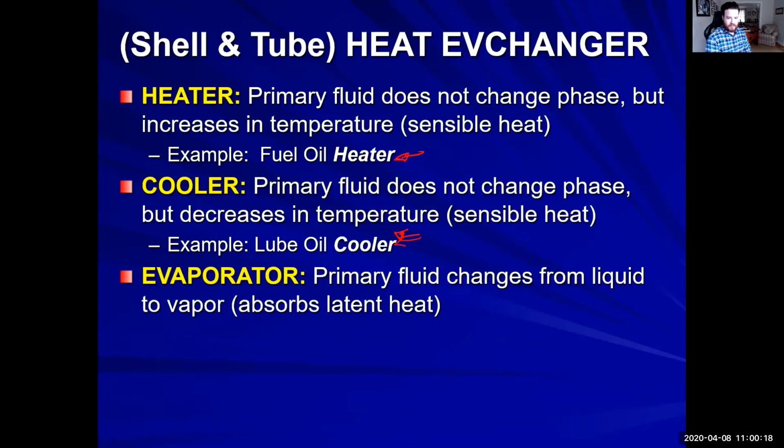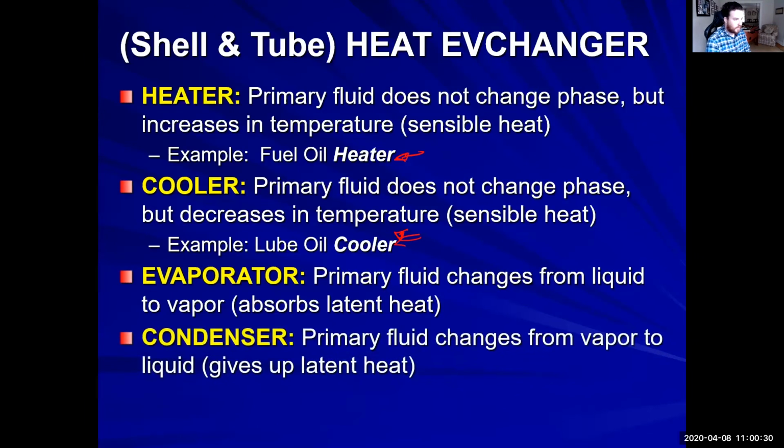All right, so the evaporator, the primary fluid changes from liquid to a vapor. So it's absorbing latent heat, so an evap. All right. And we have a condenser, where the primary fluid changes from a vapor to a liquid. It's giving up its latent heat. And that's why we call it a condenser. That's why we call them an evaporator. All right, that's where those names are coming from.